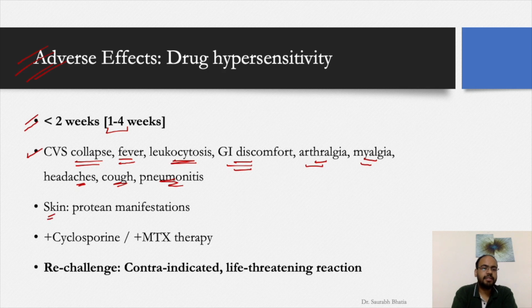The skin manifestations are protean. Protean means all sorts of morphologies are seen, a lot of morphologies. So papules, macules, pustules, bulla, vesicles, morbilliform rash, all sorts of rashes have been described with azathioprine-induced drug hypersensitivity. So everything can be seen.